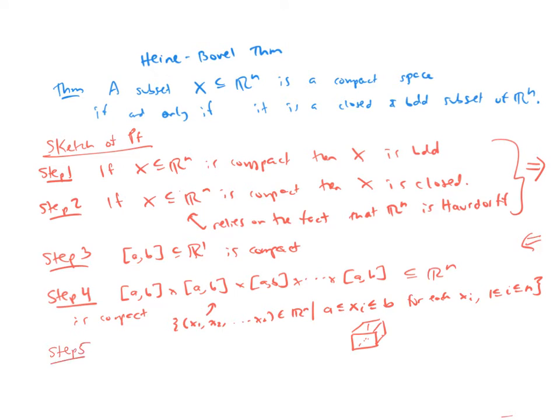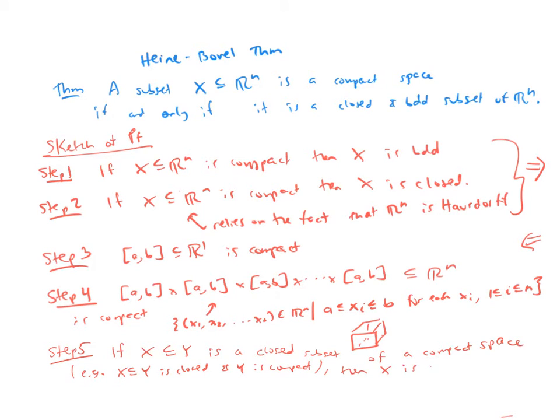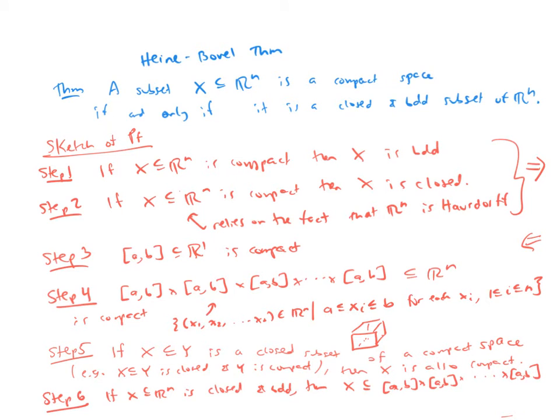Step five will be to show that if X contained in Y is a closed subset of a compact space, that is, X in Y is closed and Y is compact, then X is also compact. Finally, step six will put all this together. In step six, we'll show that if X in Rn is closed and bounded, then X will be contained in some product of intervals. And so it will be a closed subset of a compact space and therefore compact.